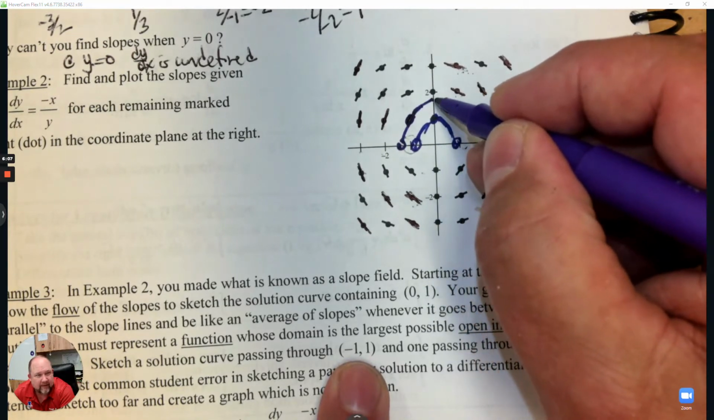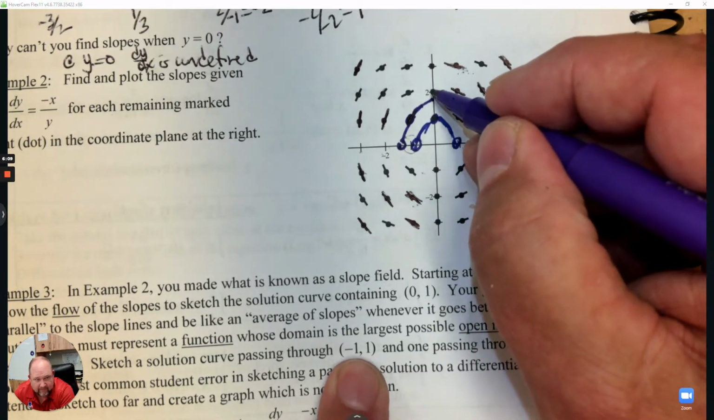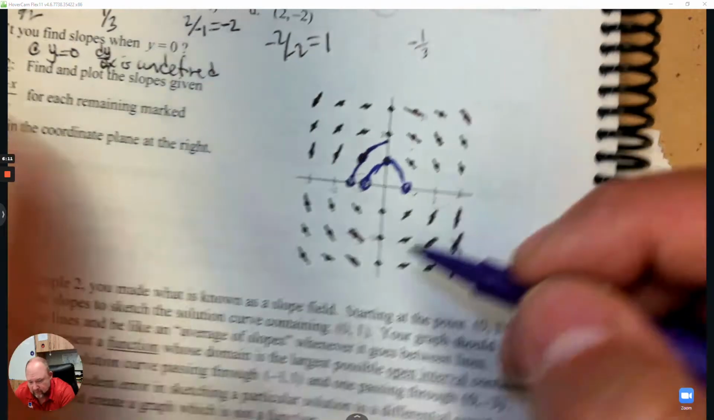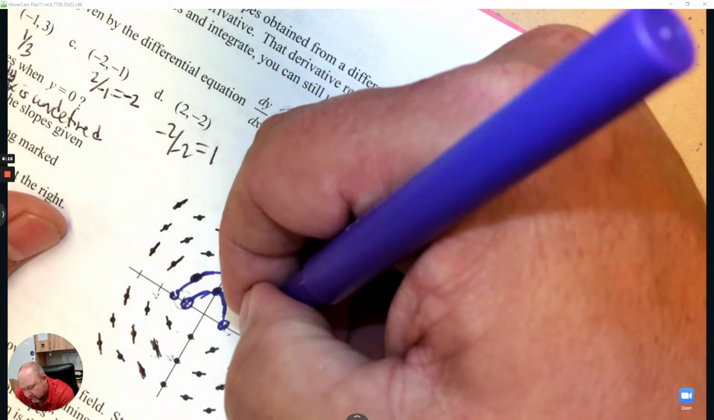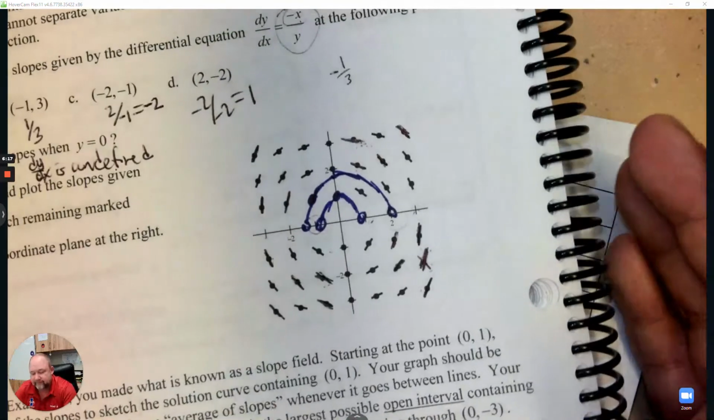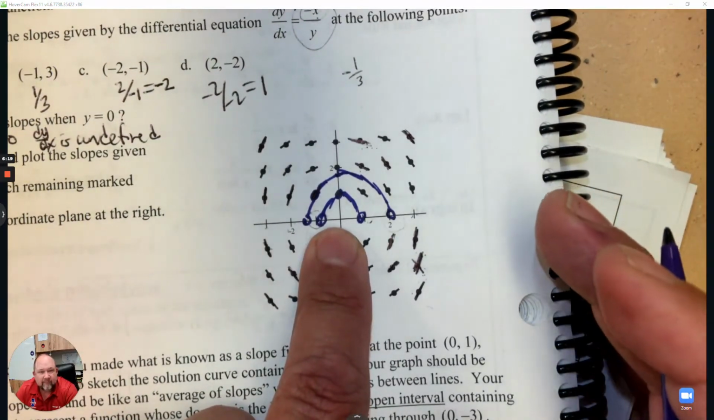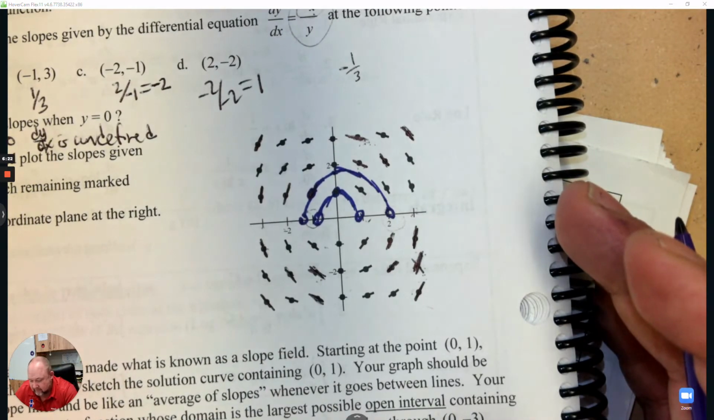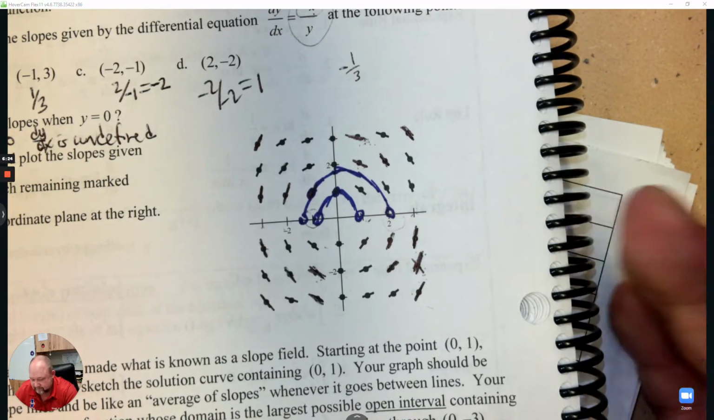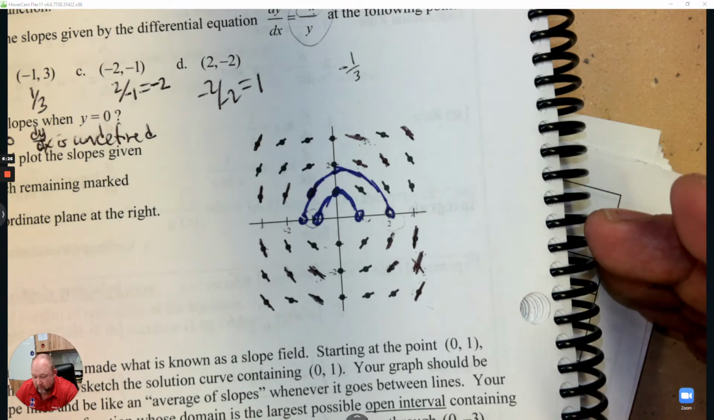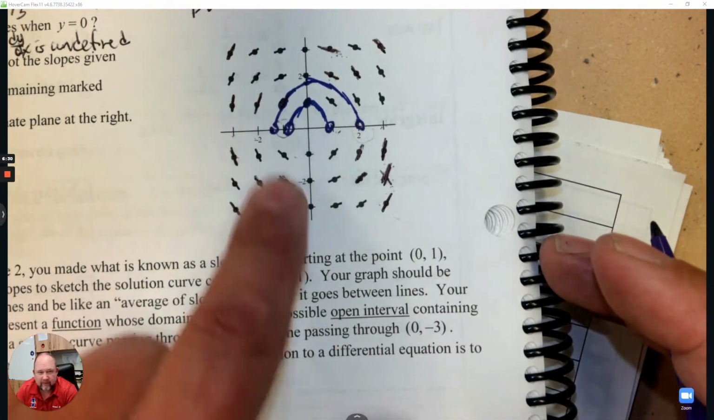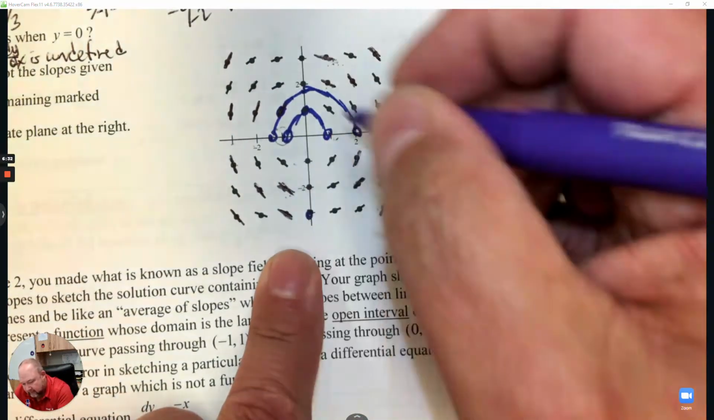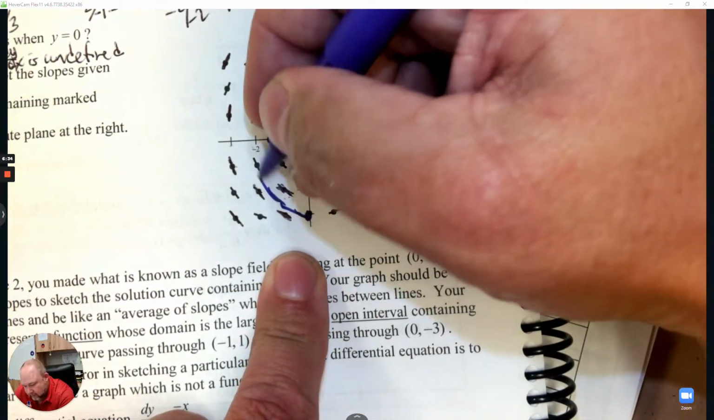It's going up, and then here, if you see a horizontal tangent line, it's a turning point. And then follow the flow of the slopes. And that's through -1, 1. And then one more at 0 and -3. So find 0 and -3. There's a turning point there.